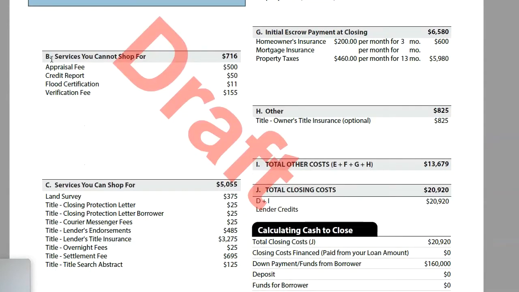If you look down here under services you cannot shop for, these are things that you're going to have to pay for regardless of what lender you go through. So you're going to have to pay for an appraisal. You're going to have to pay for a credit report. You have to pay for a flood cert.